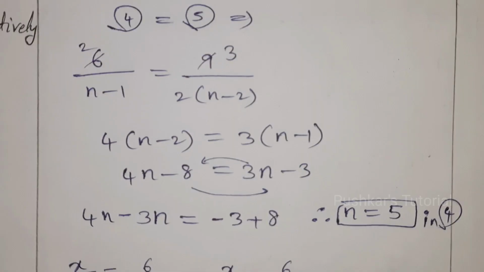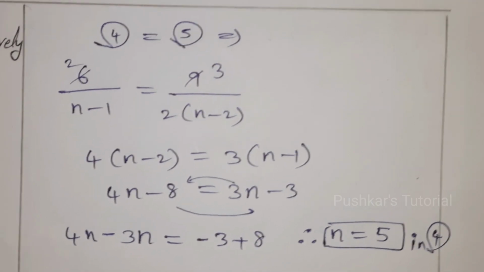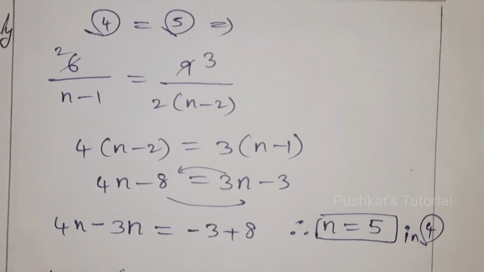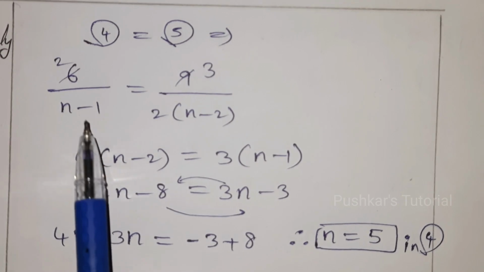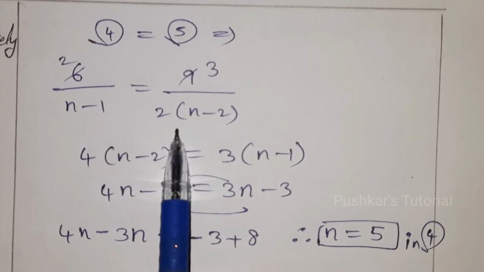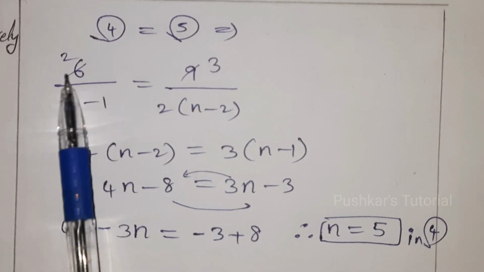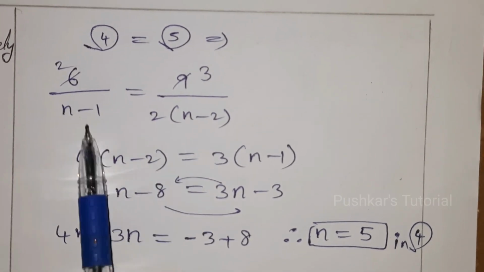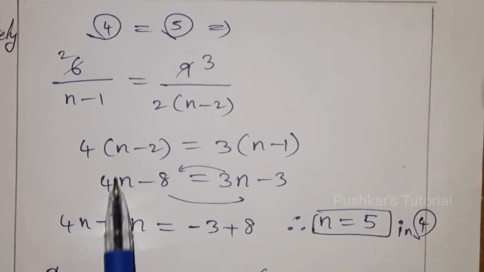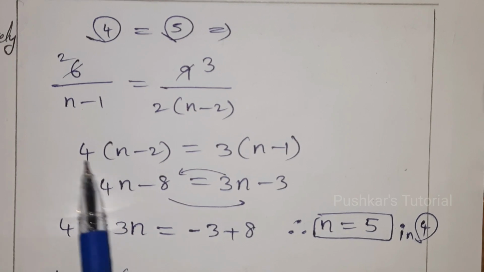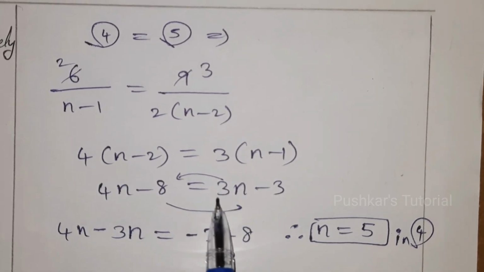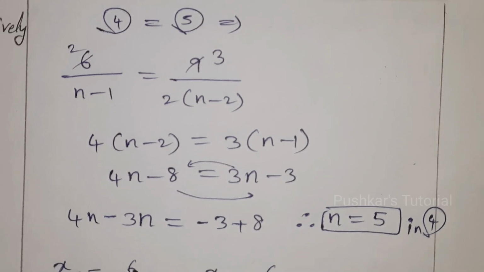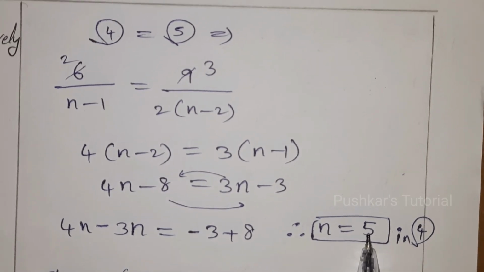Equation 5. Equation 4 and 5 LHS are equal, so we are equating the RHS. So 6 by n minus 1 equals 9 by 2 times n minus 2. 3 2s are 6, 3 3s are 9, cancellation, and cross multiplication: 2 2s are 4 times 3 into n minus 2. Multiplying, 4 into n, 4 2s are 8, 3 1s are 3. So sending n to this side, 8 to the right side, we get n value as 5.